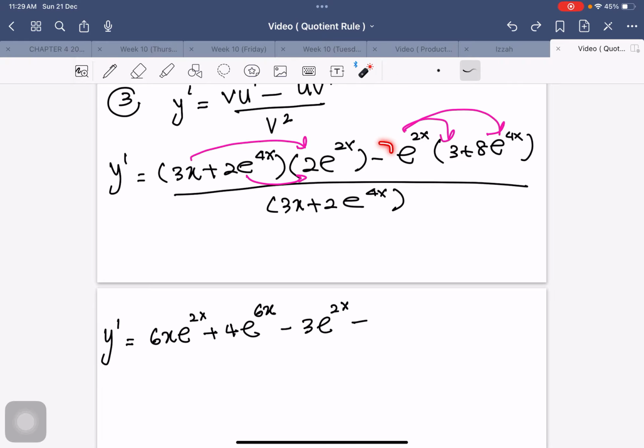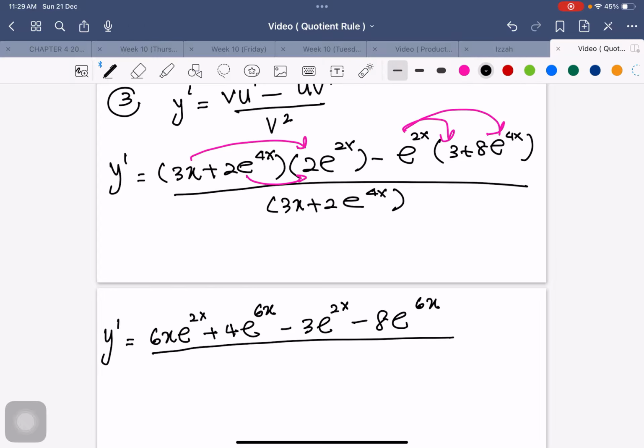Minus 3 exponent 2x plus, so this one, negative times positive will give you negative. Okay, so minus 8 exponent 6x. Okay, why 6? Because you have exponent multiplied by exponent, so the powers again we have to add. Okay. So, the whole thing must be over, oh, this one you have squared here. Sorry. So, 3x plus 2 exponent 4x, the whole thing squared.